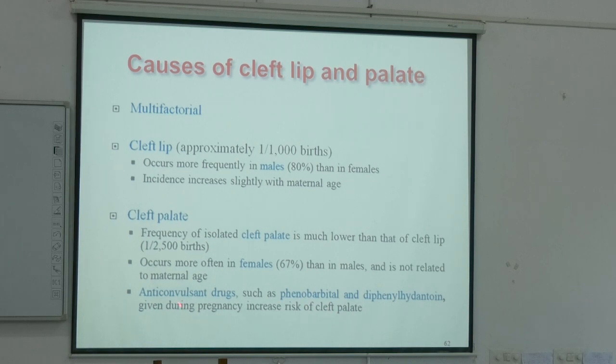And there is a relationship of this cleft palate formation to taking drugs in utero. That means when the kid was in the mother's womb, if the mother is suffering from convulsions, we give some drug to control the convulsions, known as anti-convulsant drugs. Those drugs are said to interfere with the meeting of the palatine shelves, and that leads to more chances of formation of this cleft palate. So this is about the cleft palate.